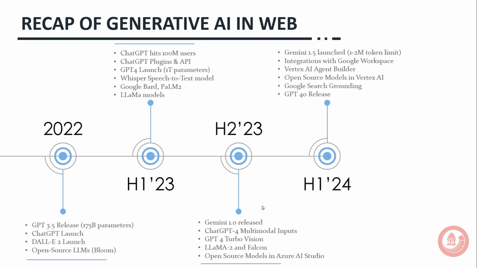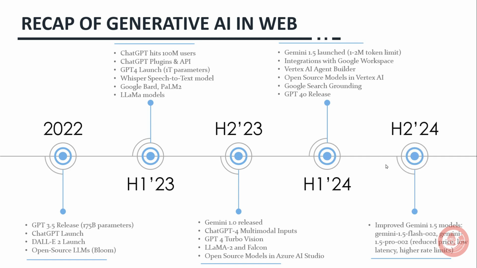And with this, in summary, in the first half of 2024, Google was able to make an impact with the higher token limit and Google search grounding, and it was able to compete with Azure OpenAI, but still it was not on par. It is still behind what Azure OpenAI can offer.